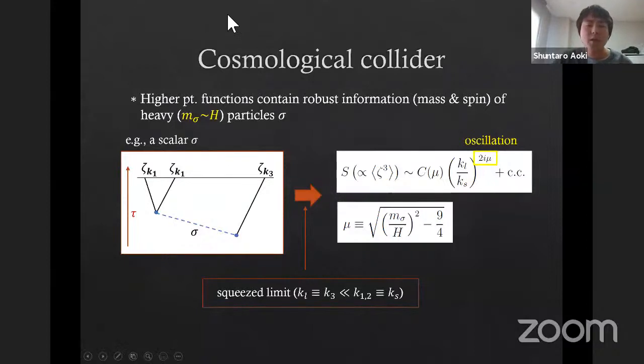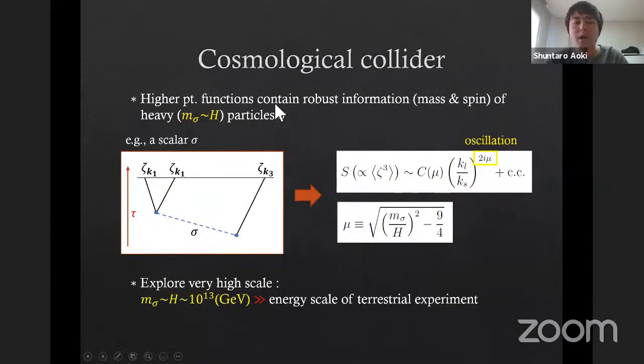So actually, such correlation functions not only provide strong restrictions on inflation models, but also give direct information about new physics. The previous talker, Arushi, explained this topic well, so I will briefly sketch the idea. It has recently become clear that higher-point correlation functions contain robust information about, for example, the mass and spin of a heavy particle sigma. The mass of sigma is around the Hubble scale and it has an interaction with the inflaton.